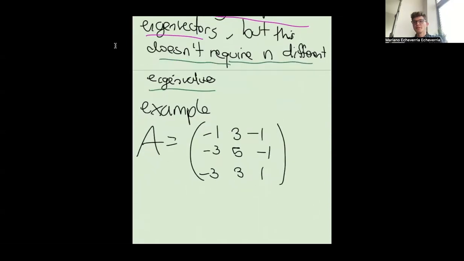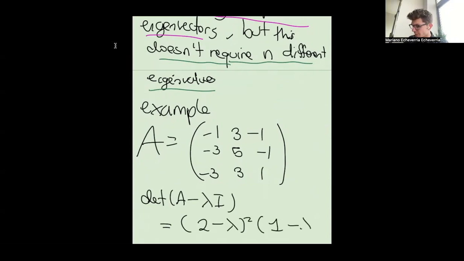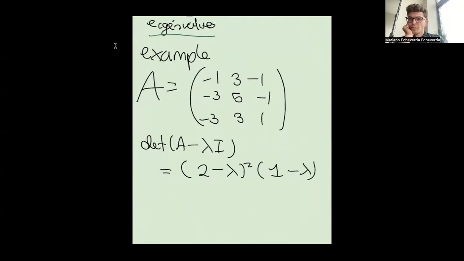So if you look at this, if you do this determinant of A minus lambda I, it's going to give you something like (2 minus lambda) squared times (1 minus lambda). That's what's going to happen if you find the characteristic polynomial. For this type of problem, if it's not so easy to factorize a polynomial, I would just give you the characteristic polynomial.